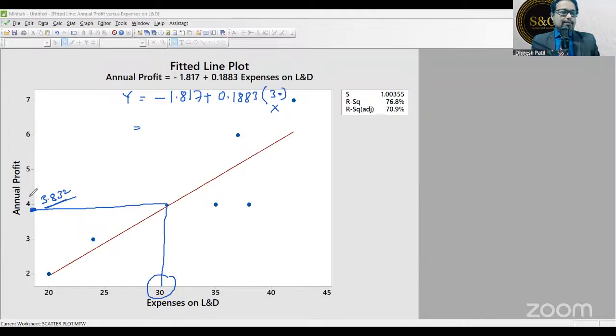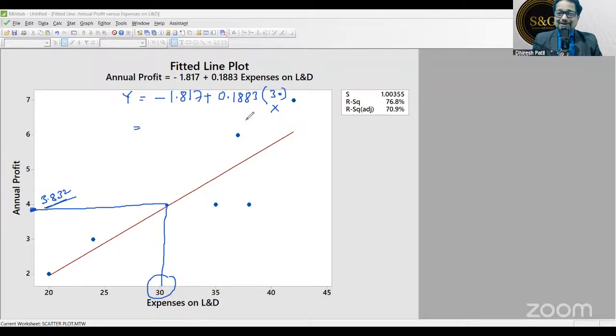Just type yes in the chat box. Exactly. That is what this is called, predictive statistics. This is called inferential statistics. And this is called analytics. So regression is a part of analytics. Okay.